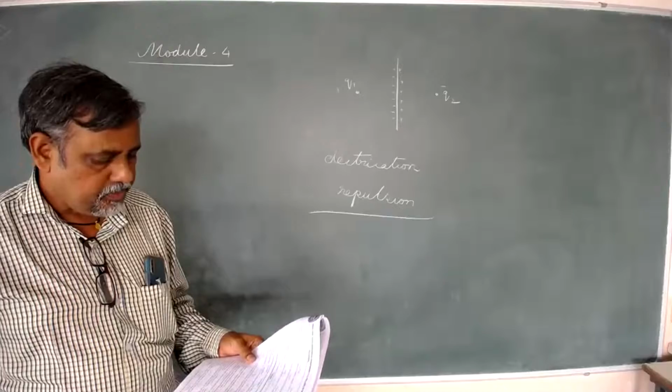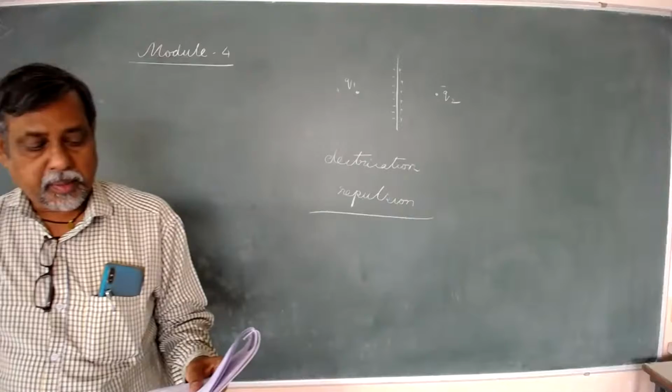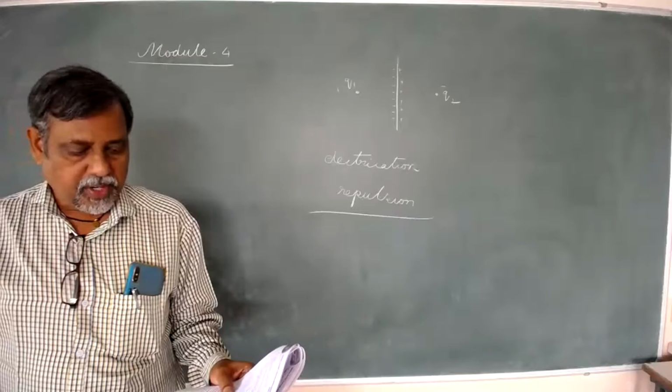Okay, the next one is, in relativistic mechanics, m is equal to m naught by under root 1 minus v square by c square. So the equivalent relation in electricity for electric charge is q is equal to q naught.